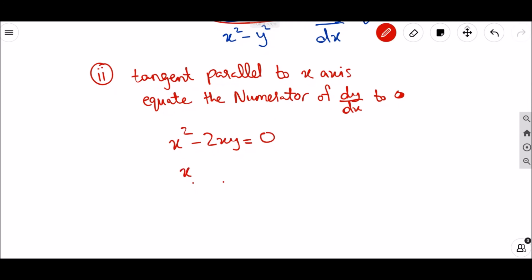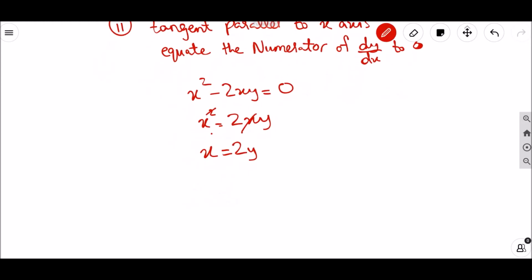Now I can bring this on this side. It will be 2xy. X can get cancelled. So x is equal to 2y. Now I can substitute this x in the curve equation.